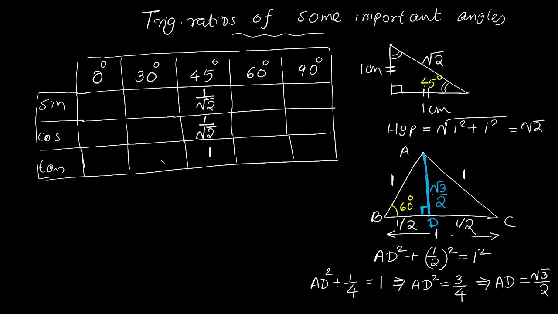So look at the triangle ADB. What is sine 60? Sine 60 is opposite side by hypotenuse. Root 3 by 2 by 1 will be root 3 by 2.